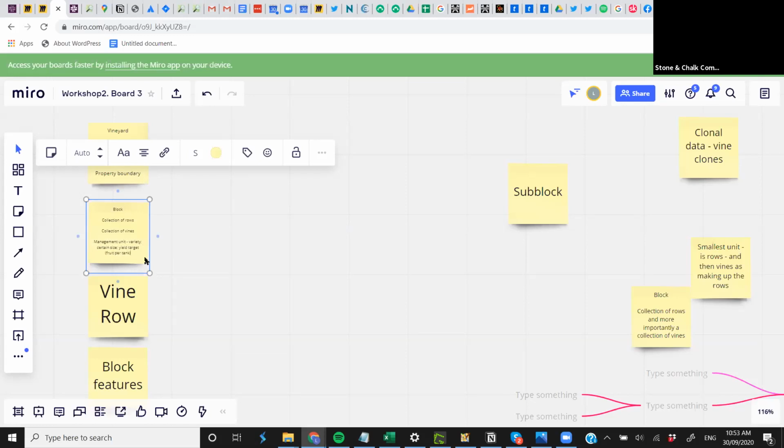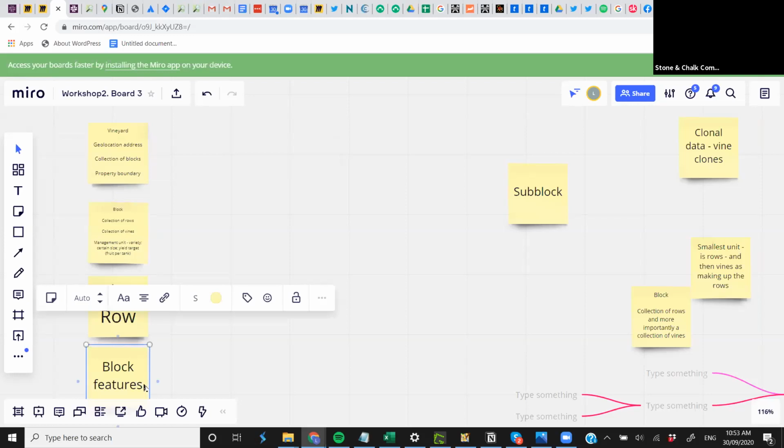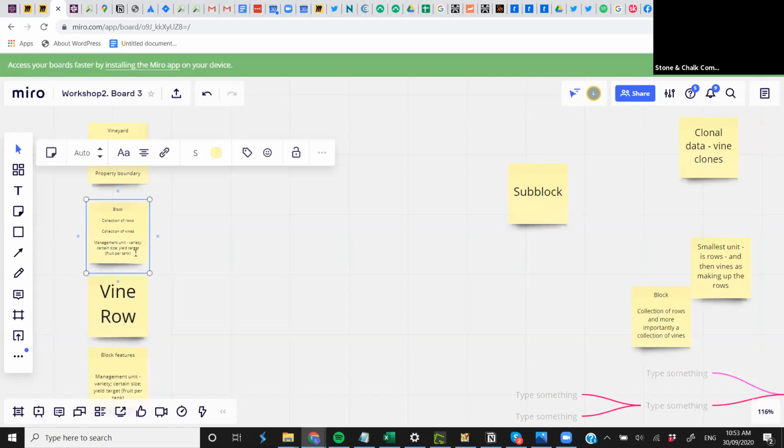Question, does a block generally have a physical separation to other blocks? No. You mean, does it have a headland between one block and another one? Yes. No, it doesn't have to, but it might have.